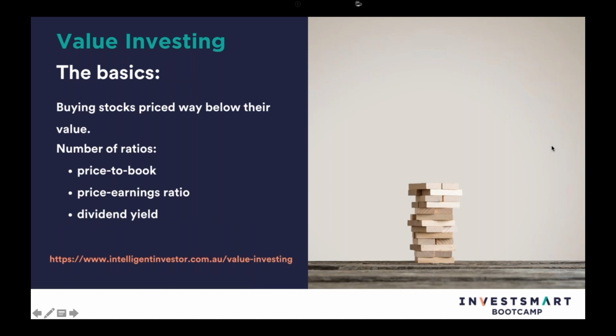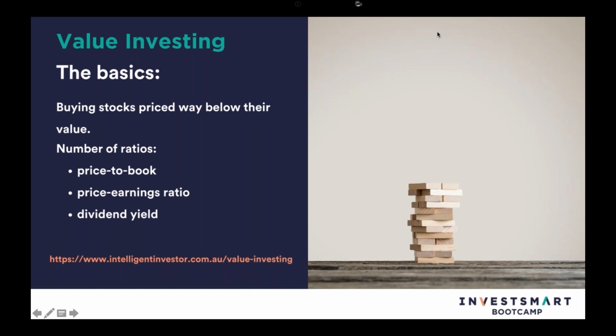So there's no questions as of yet, so I'll continue on. And we're looking at value investing now. So this is basically one way in which analysts or investors determine how to buy certain stocks, and they're looking for stocks that are priced way below their actual value, and they use a number of different ratios that we've written here: price to book, price earnings ratio, and dividend yield.